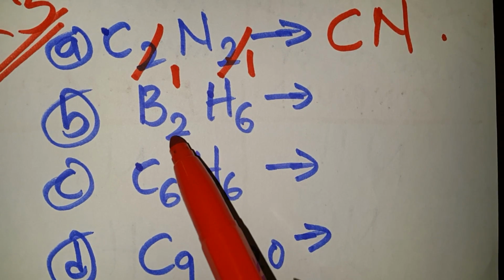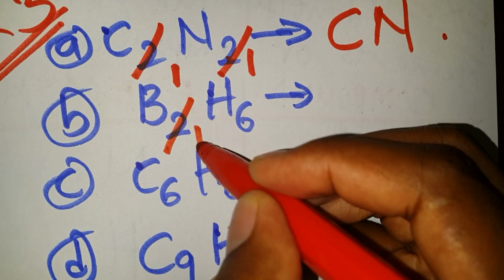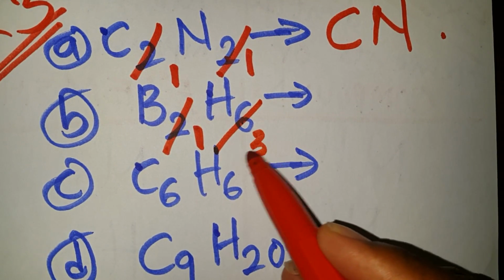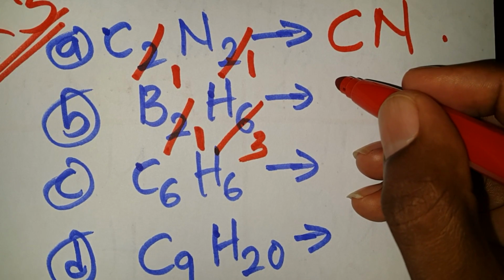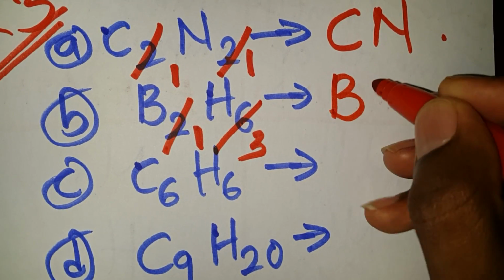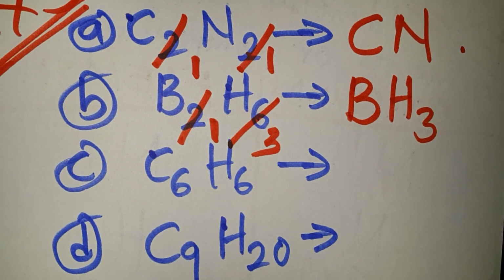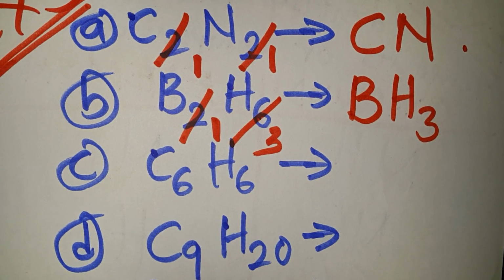So here, can 2 go in 2? Yes, it can go in one time. Can 2 go in 6? Yes, 3. So what do we have here? We have BH3. Then the next one, we have C6H6.